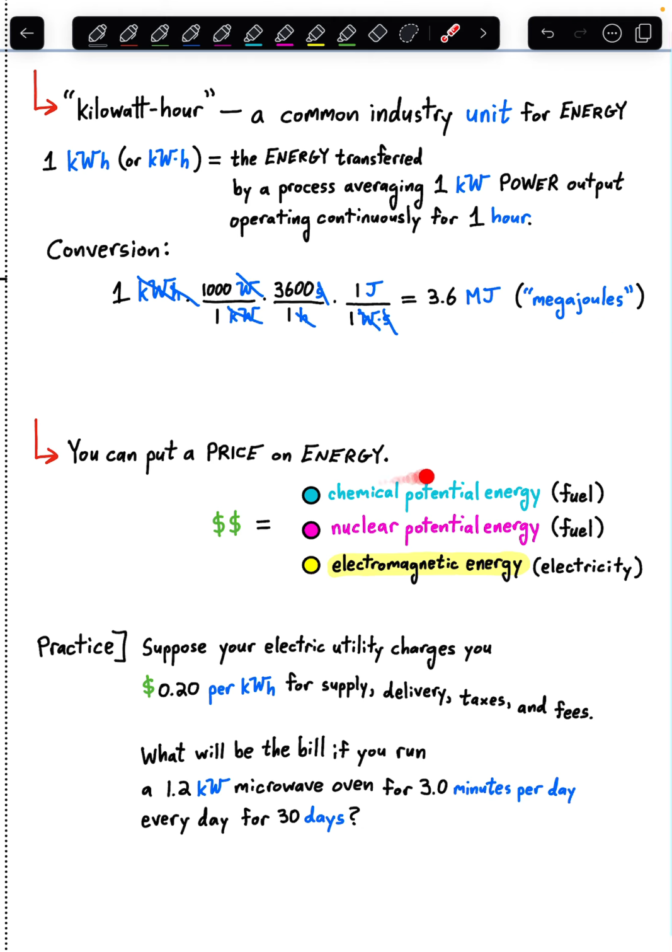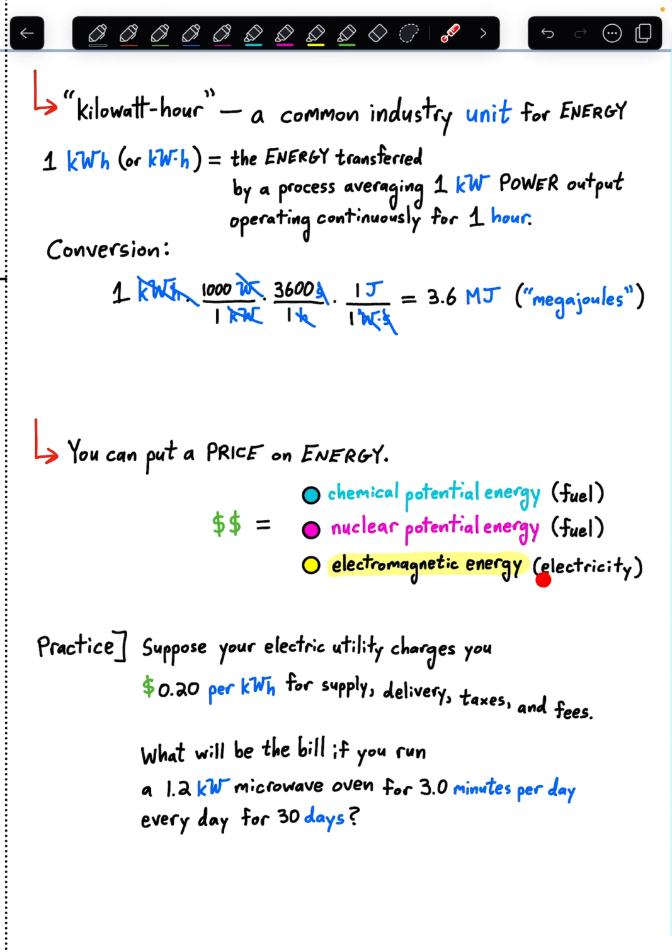And you can put a price on energy. This is important to know in life. You can be charged for, you can pay for, or you can sell chemical potential energy in the forms of various fuels, nuclear potential energy as a fuel, if you can get your hands on some uranium. You can also put a price on, buy and sell electromagnetic energy in the form of electricity.